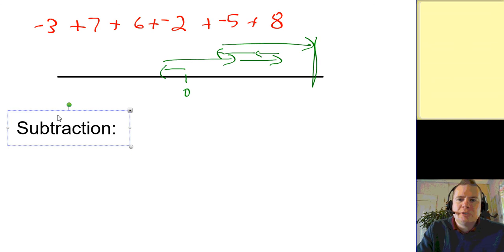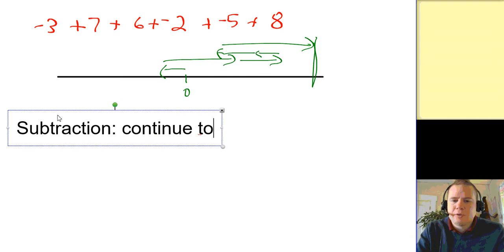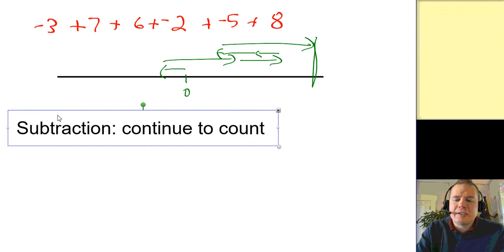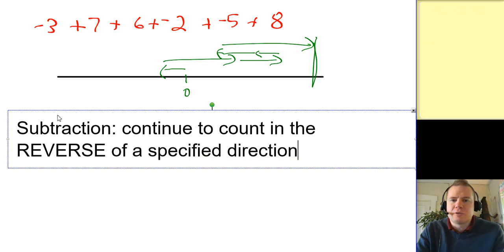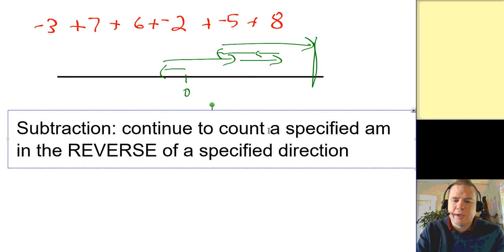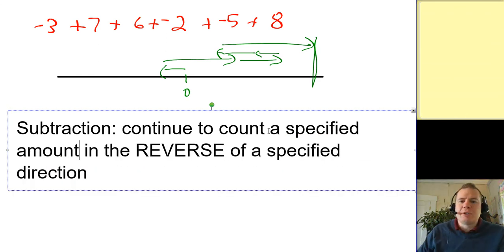Now, subtraction is actually used in a few different ways. So I'm going to give the most basic definition that goes along with the addition definition, and then we'll go a little bit further into it. So subtraction means continue to count, but in the reverse of a specified direction. So I continue to count a specified amount, same as addition, but in the reverse of a specified direction.